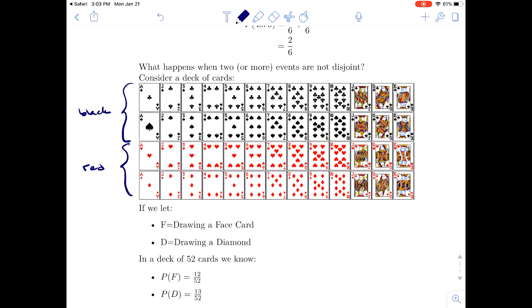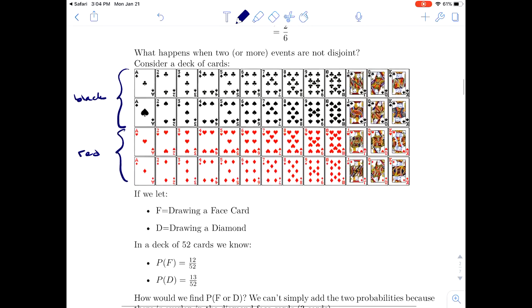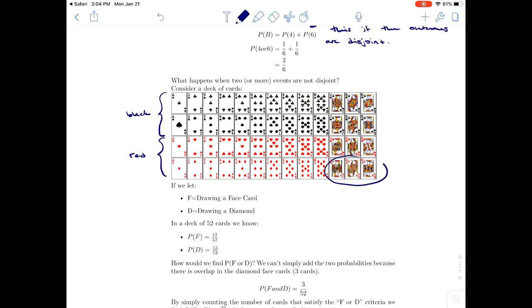What are some disjoint outcomes in here? Well, there's lots, but some disjoint outcomes would be black cards and red cards, right? A card can't be black and red at the same time. You only draw one card. You could break it up, right? Face cards versus non-face cards. A card is either one or the other, right? It's either diamonds or not a diamond, that kind of thing. So those situations are all disjoint. Here, the situation that we're talking about, they're not disjoint, right? Because we have this overlap here. So I'll just circle that on here and say that we have this overlap.